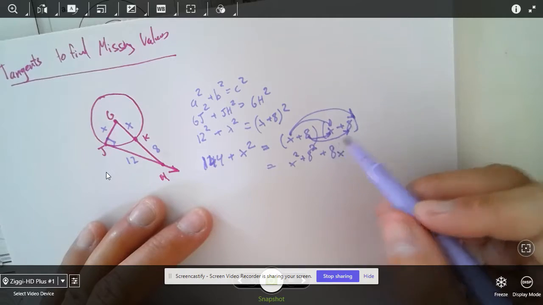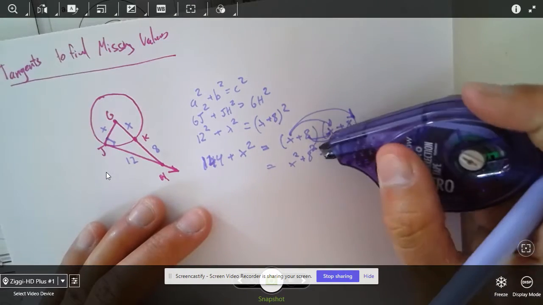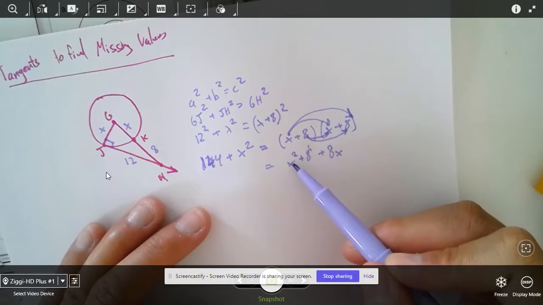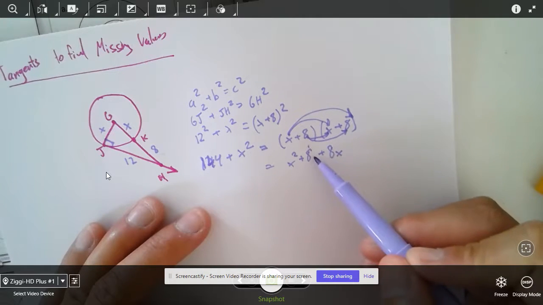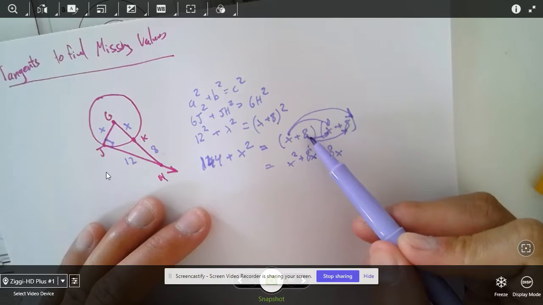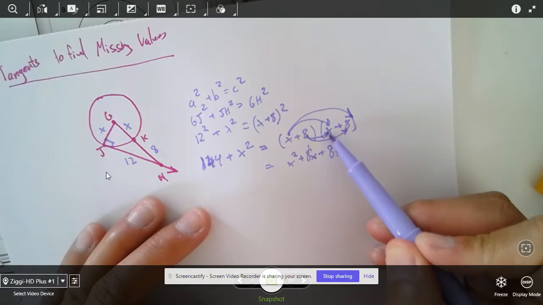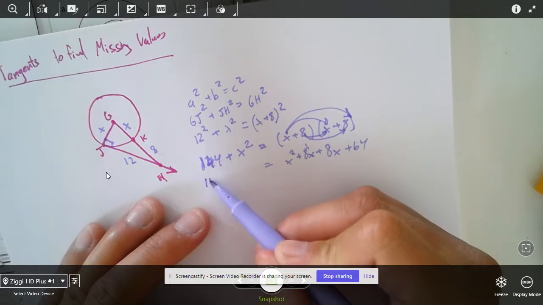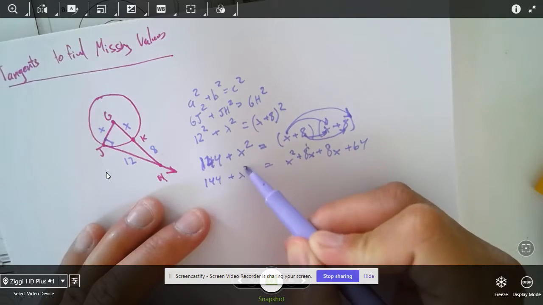I do apologize. I think I made a mistake. X times x is x squared. X times 8 is 8x. 8 times x is 8x, sorry. And 8 times 8 is 64. So let's rewrite everything that we have so far. We have 144 plus x squared is equal to this.